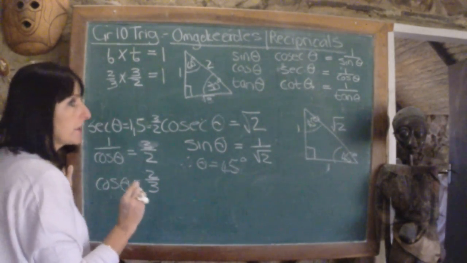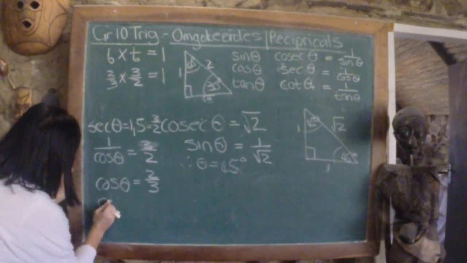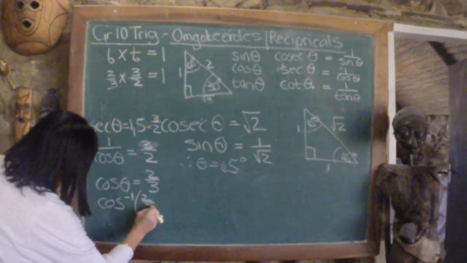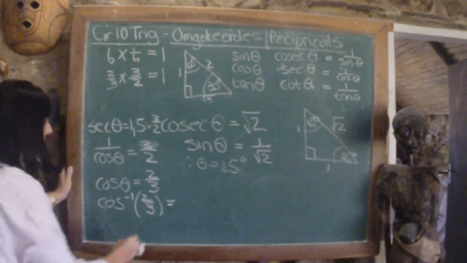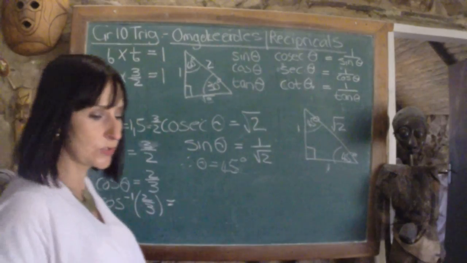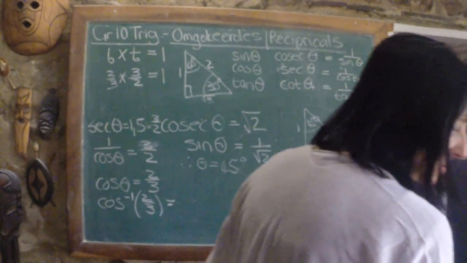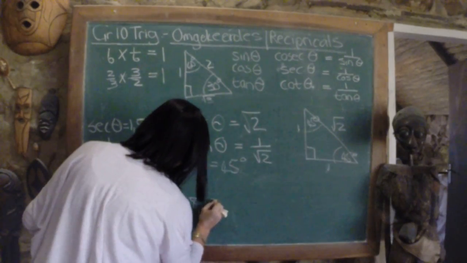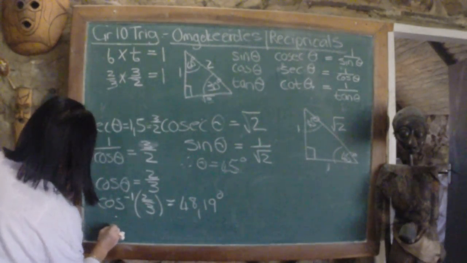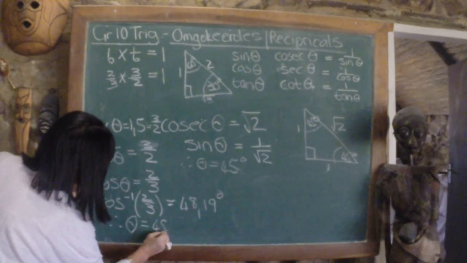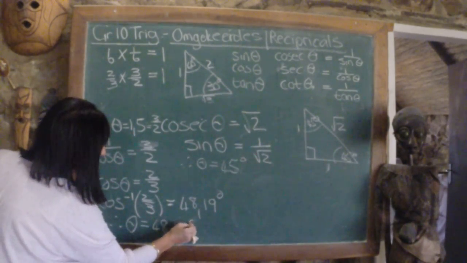Nou kan ek my sakrekenaar vat en ek kan my sakrekenaar in reverse mode sit, and I can determine my angle by putting its second function cos of 2/3, and that's going to give me 48,19 degrees. So daarom is theta gelyk aan 48,19 grade.